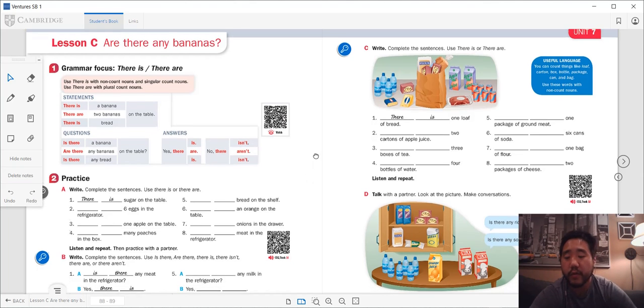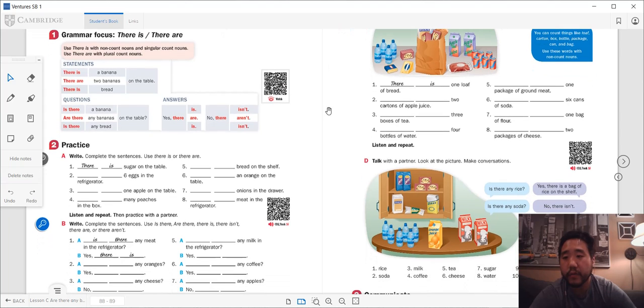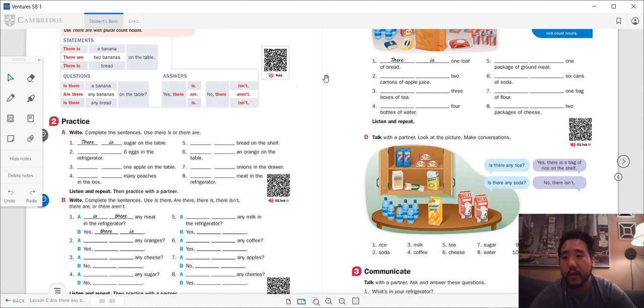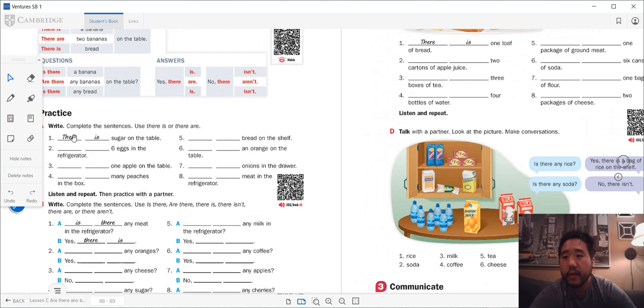So let's do exercise 2A. Complete the sentences. Use there is or there are. First, I'm just going to go over them as I speak, and I'll show you the answers. So for number 1, there is sugar on the table. We have to use the phrase there is because sugar is a non-count noun.